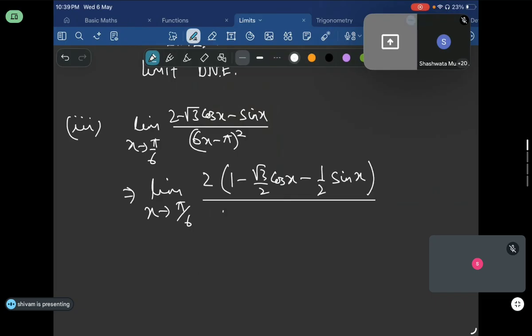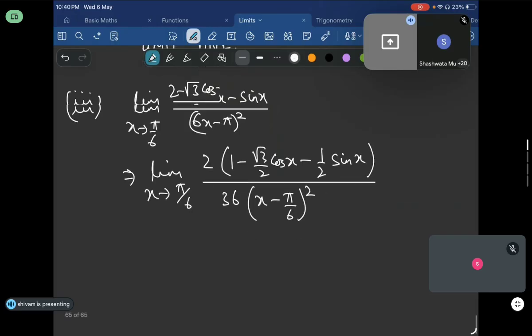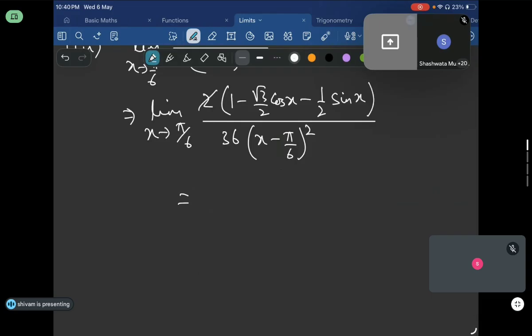So you take 6 square common, 36 common. You are going to get x minus pi by 6. So see, numerator should also be in this form only, x minus pi by 6. Everyone, let us see what are we getting. 2 times this will go 18. So this is 1 upon 18 multiplied by root 3 by 2 cos x minus half sin x. Let us convert it as cos pi by 6 into cos x minus sin pi by 6 into sin x.